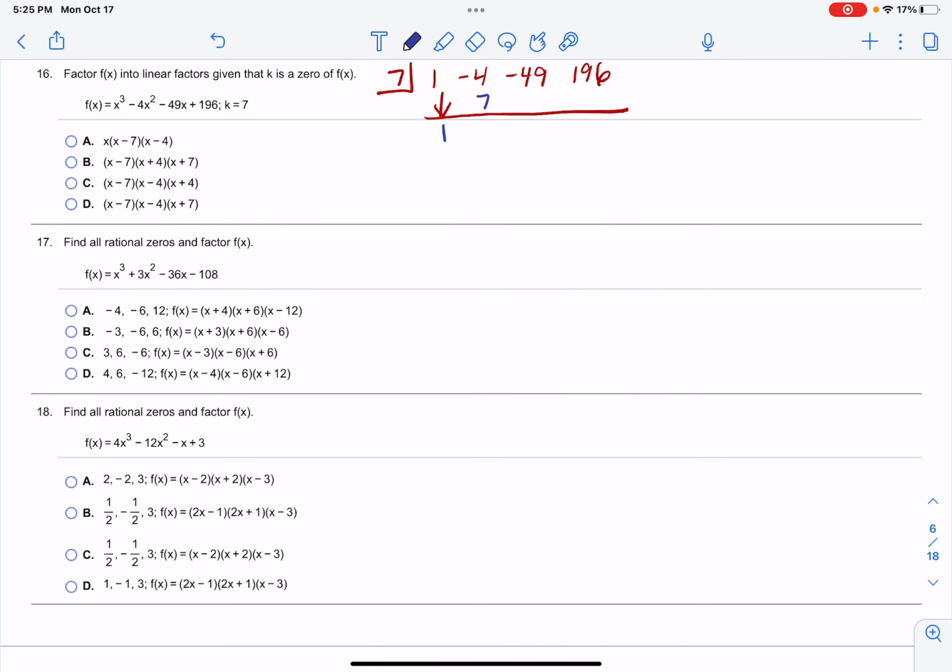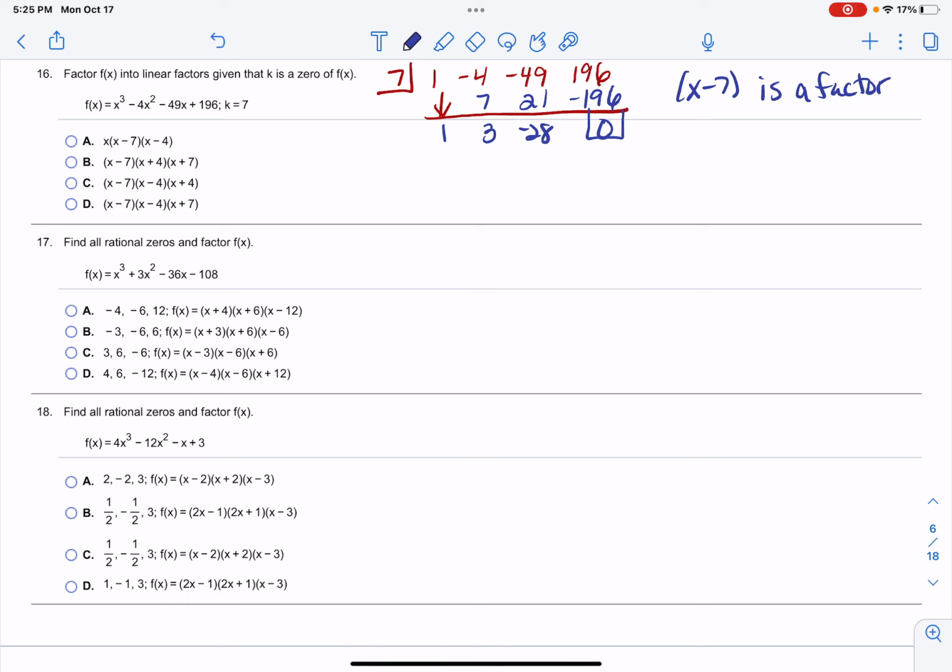multiply and add, multiply and add, and multiply and add. We get a remainder of 0. So we know that k equals 7 is a 0 of the polynomial, and that means x minus 7 is a factor.